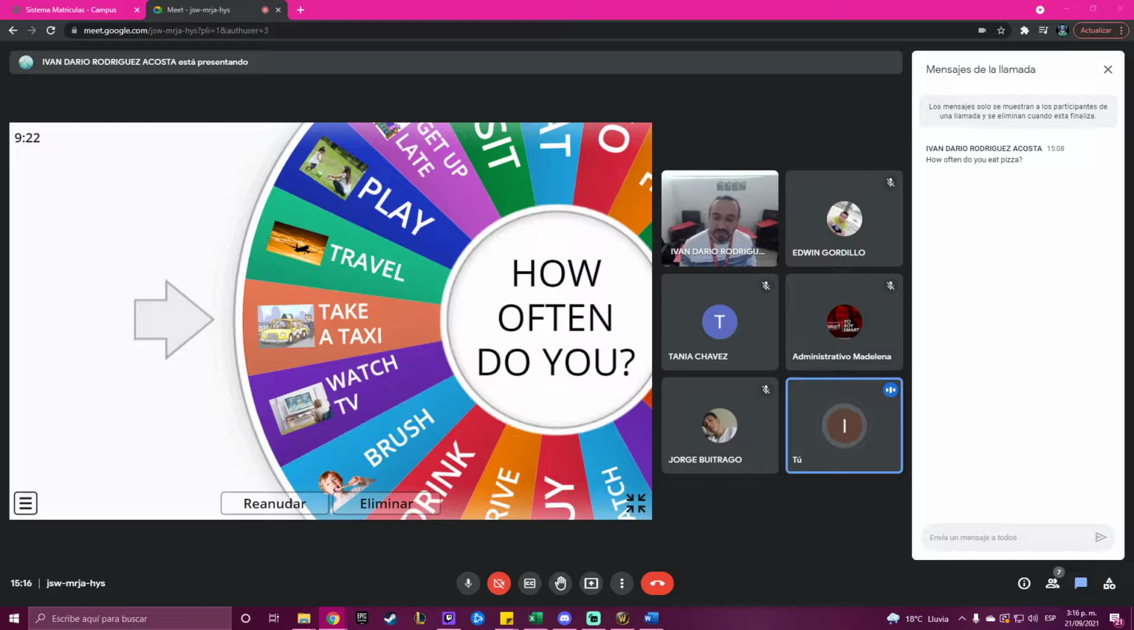I never take a taxi. Never take a taxi. You don't like taxis, I suppose. I take Uber. Yeah, you take Uber. You use the platforms, the transportation platforms. Okay. Yes.